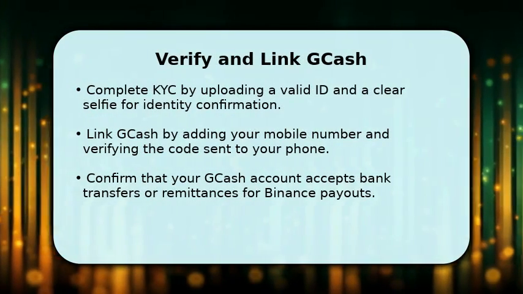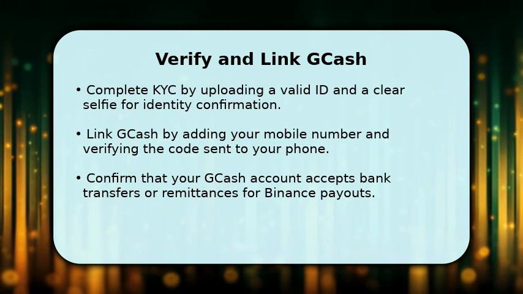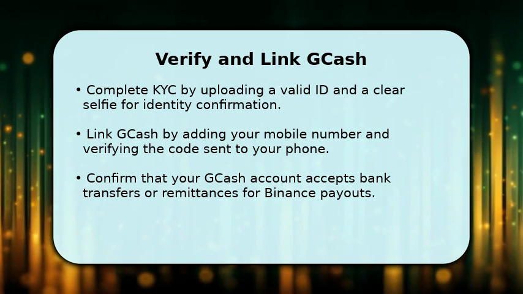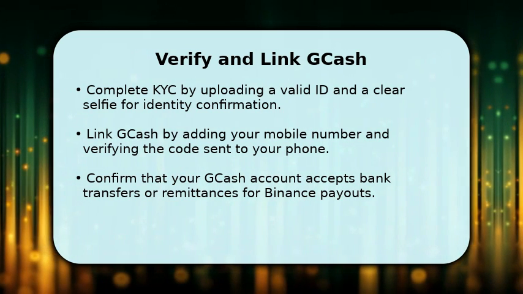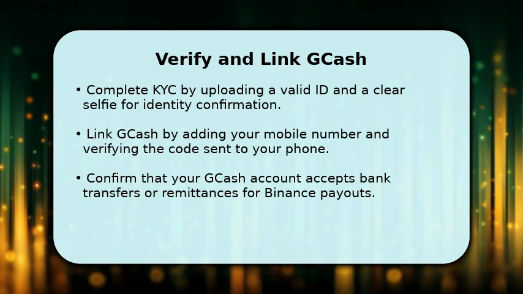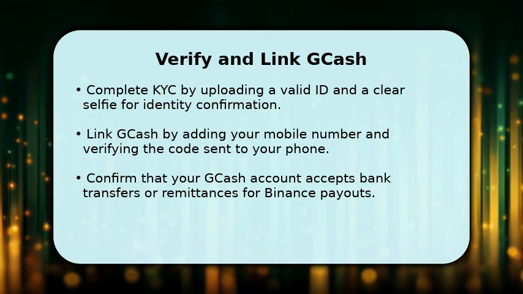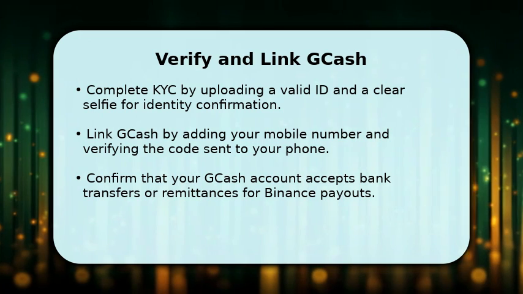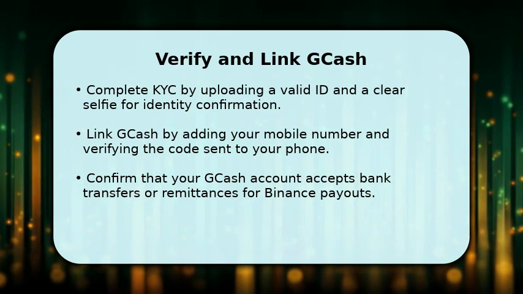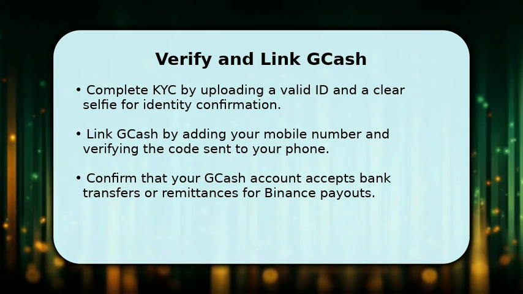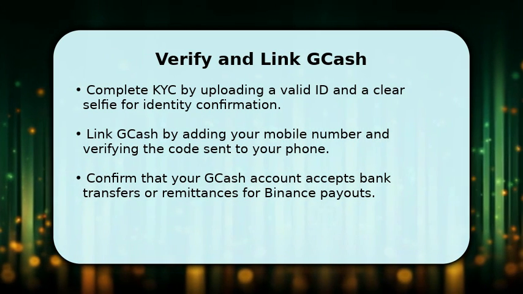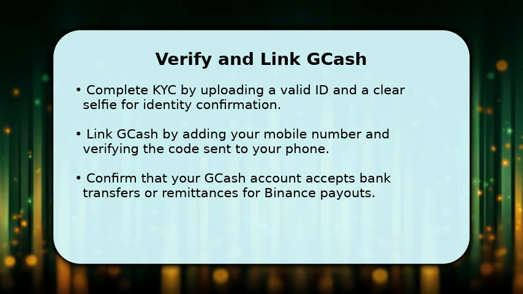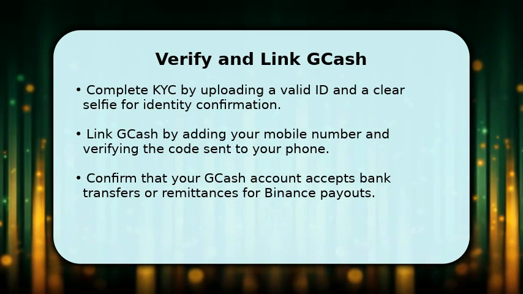Before moving funds, make sure KYC is fully approved and your GCash number is verified, because payouts require a matching mobile ID. In the Binance app, go to Withdraw, choose PHP, and select an on-ramp that supports GCash or local bank payout. Add GCash as a saved payout method, input your mobile number carefully, and confirm any SMS codes or email approvals to finalize the link before attempting a withdraw.